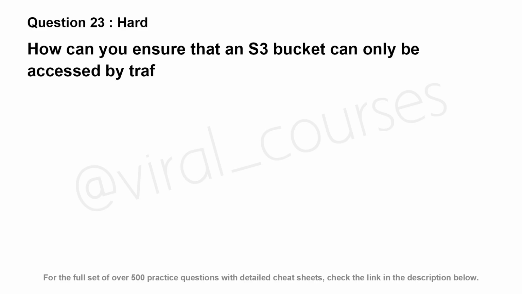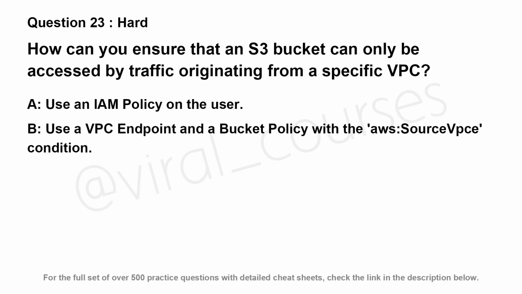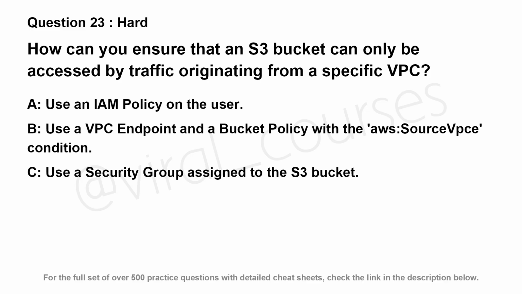How can you ensure that an S3 bucket can only be accessed by traffic originating from a specific VPC? Option A. Use an IAM policy on the user. Option B. Use a VPC endpoint and a bucket policy with the aws:SourceVpc condition. Option C. Use a security group assigned to the S3 bucket. Option D. Enable S3 versioning and MFA delete.